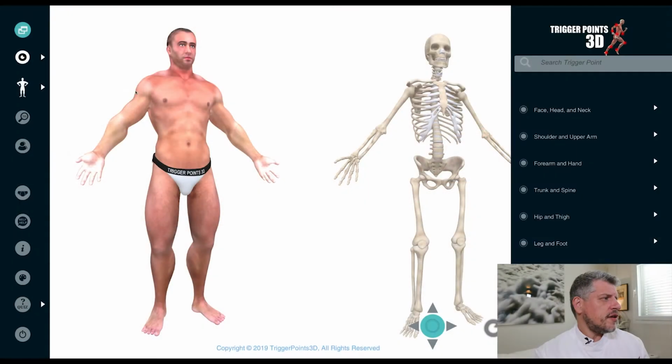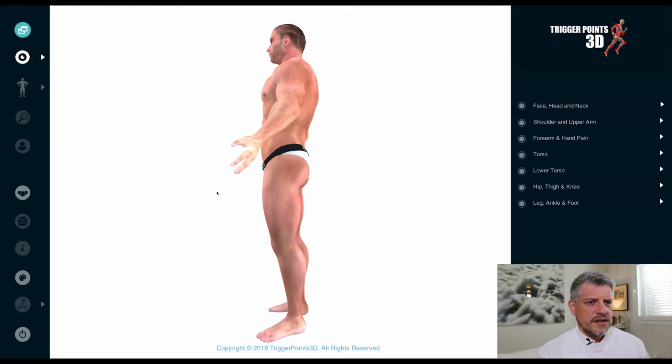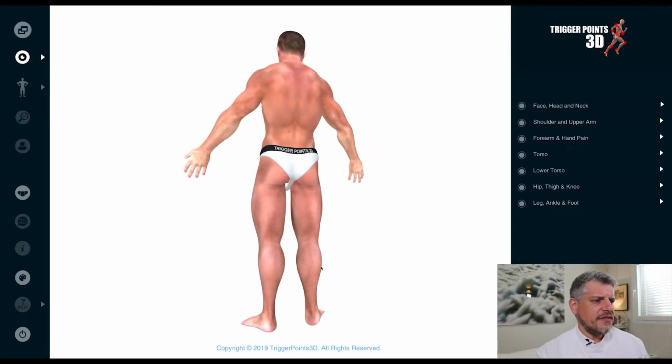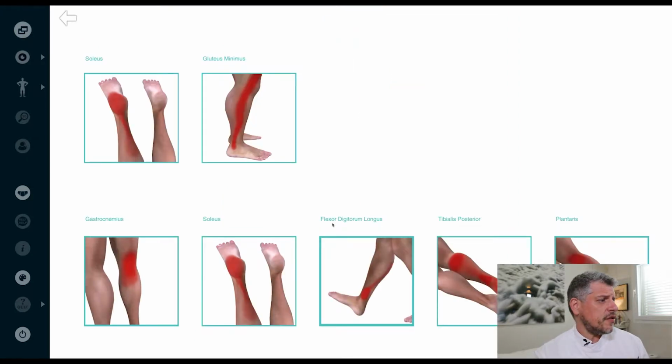This week we're going to be exploring the gastrocnemius muscle. Now the gastrocnemius is the large, superficial calf muscle. So I tell you what we're going to do. Let's do a 3D search today for fun, and let's have a little look at the back of the leg. So we can see on the 3D search some of the options here. Soleus, gastrocnemius.